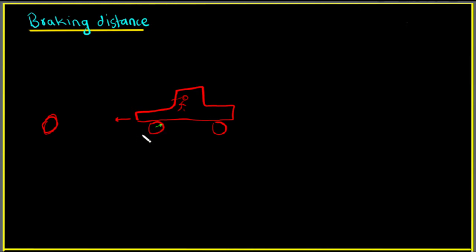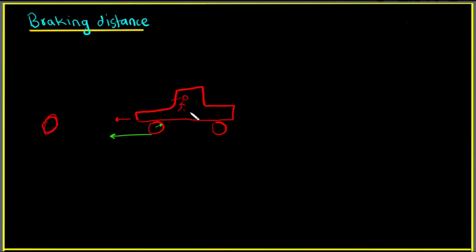So you come to a stop, but you don't actually immediately come to a stop. If you have ever driven a car, you can see that the car goes some distance forward. It skids some distance forwards and then comes to a stop. It doesn't immediately come to a stop. It skids some distance forward in order to come to a stop.